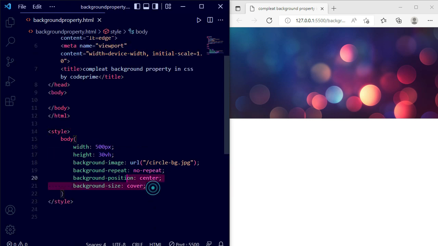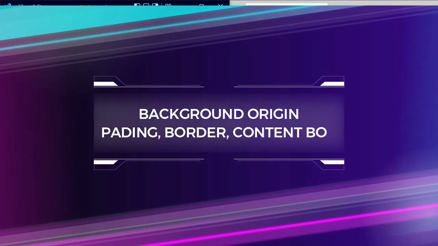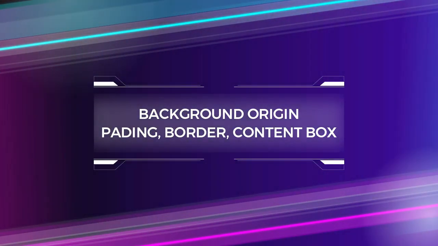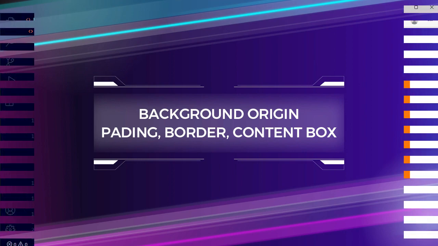You can say I have used these three properties, and you can see what the performance of the work was here, the background. So now we're going to learn the next property, that is background-origin. The background-origin property uses three values: padding-box, border-box, and content-box.